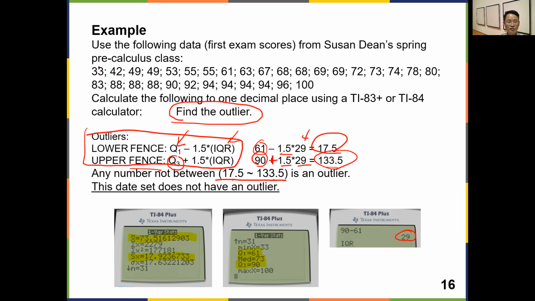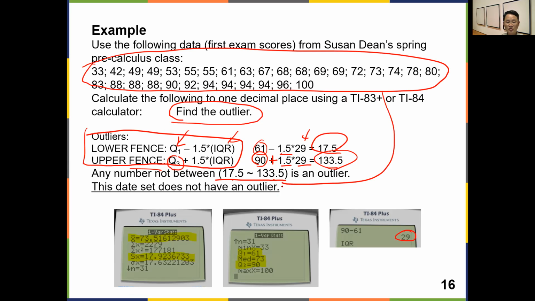So you go through this data set. Any number that is not between these? Well, this is the lowest number, this is the highest number. I think every single data point falls into this, which means we do not have an outlier, right? But if you have any data point, for example 160, if this was like 160, then that would have been the outlier, right?